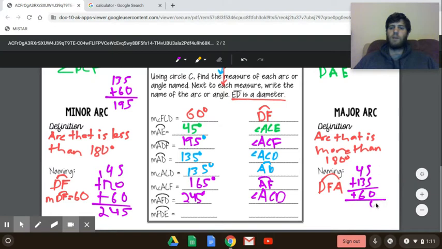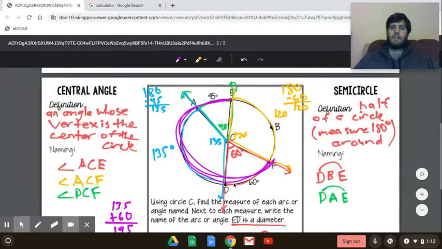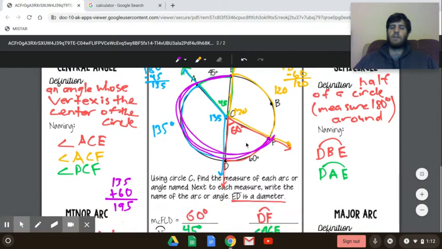So that's going to be 10. 8 plus 6 is 14. So 240 degrees. Okay, FDE. And so your central angle there is going to be FCE.